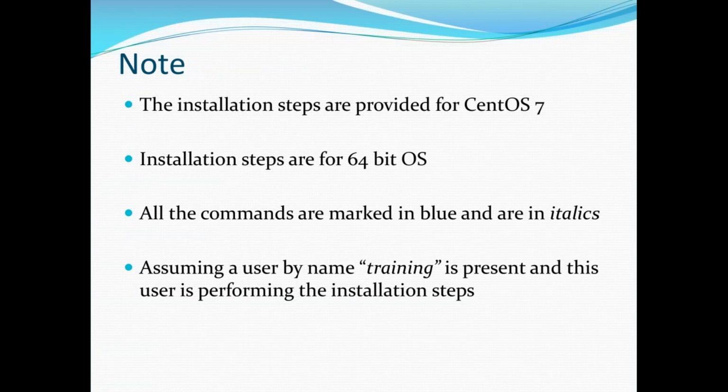Okay. So right now the installation steps are provided for CentOS 7, but we are using Red Hat 7, which I have shown you. The installation steps are for a 64-bit OS. I have shown you that we are working with a 64-bit OS. The commands are marked in blue, in italics. And right now we don't have the username training, but which user are we working with? We are working with ec2-user.